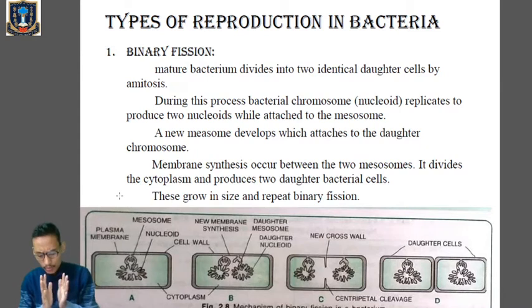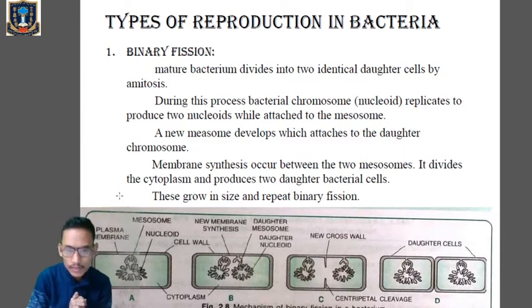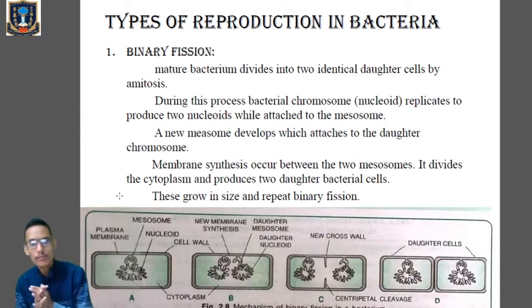Okay, so generally when we talk about the types of reproduction in bacteria, it occurs by three processes. We say there is binary fission, and we have sporulation, and we have conjugation. But simply we will discuss binary fission and conjugation. Sporulation is not there in your syllabus. Okay, so we'll first begin with binary fission.